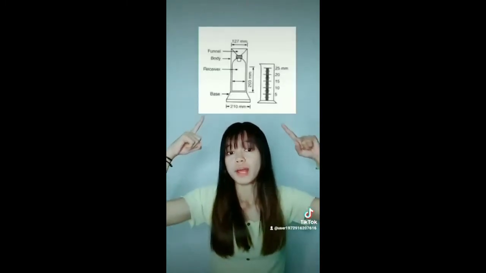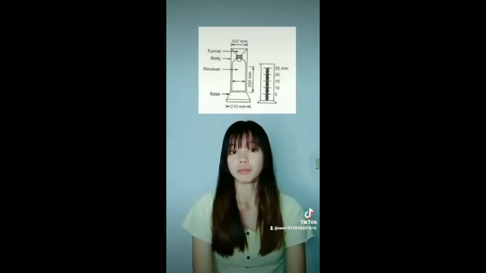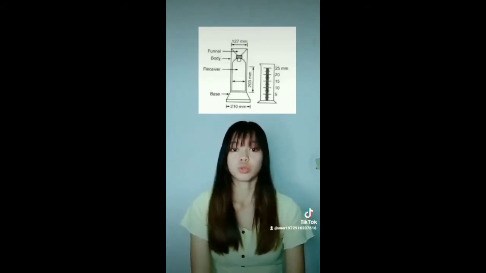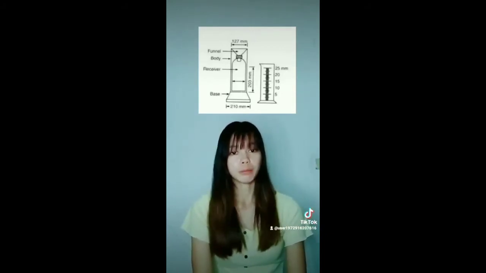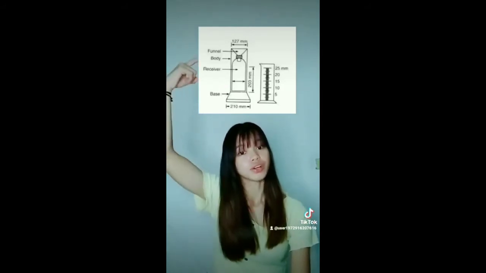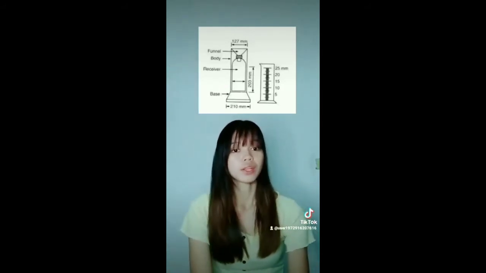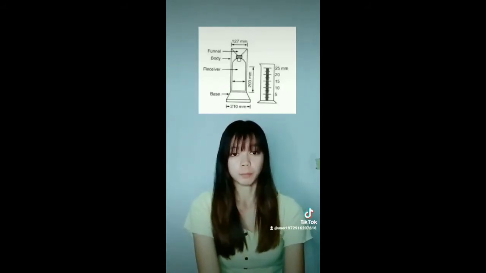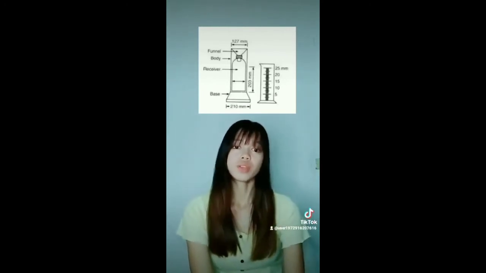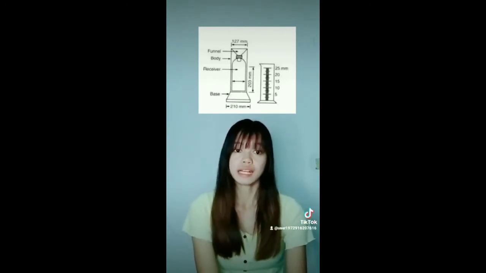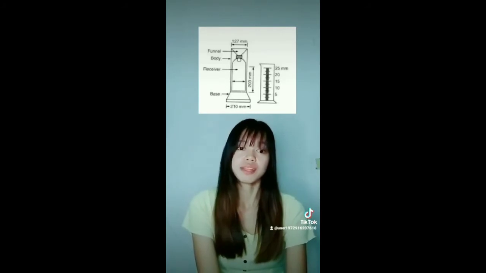It consists of a cylindrical vessel 127 mm in diameter with a base enlarged to 210 mm diameter. And its top section funnel is provided with a circular brass rim, which is exactly 127 mm so that it can fit into the vessel well.